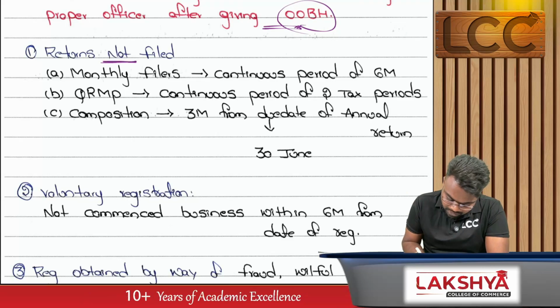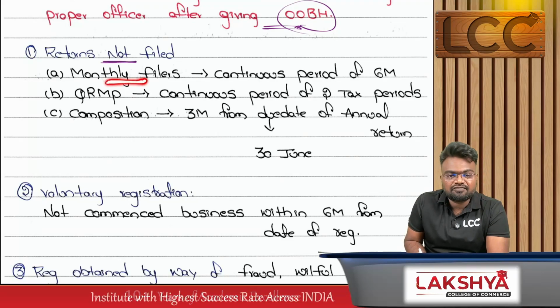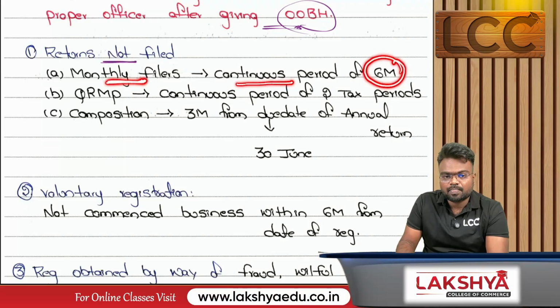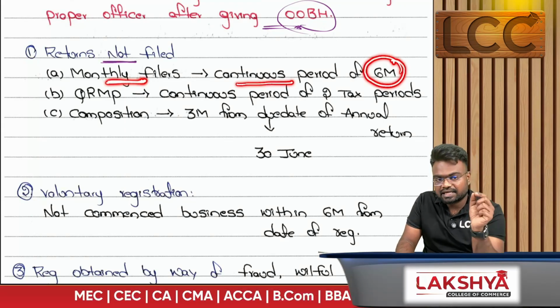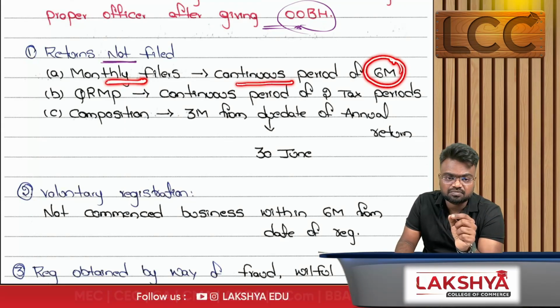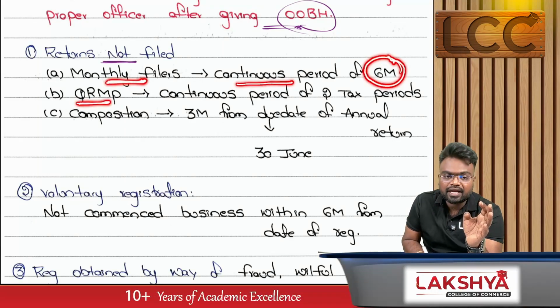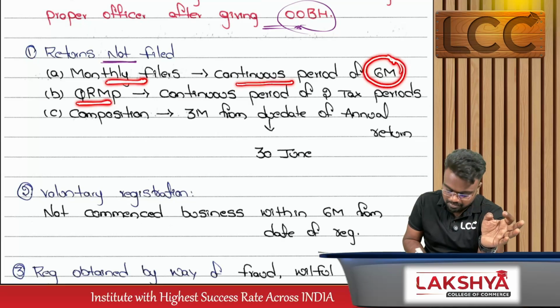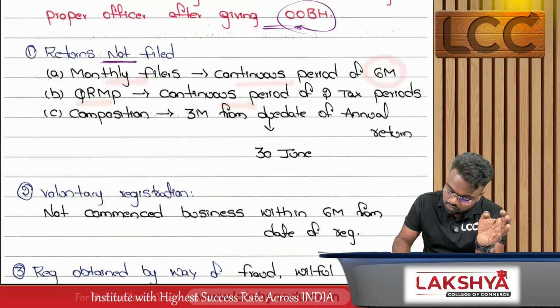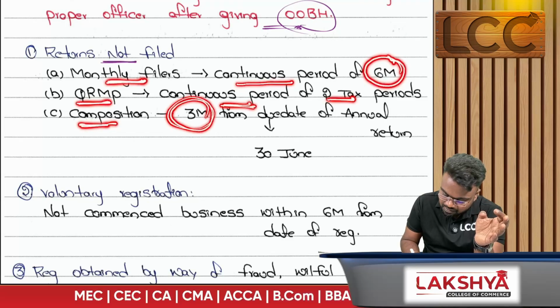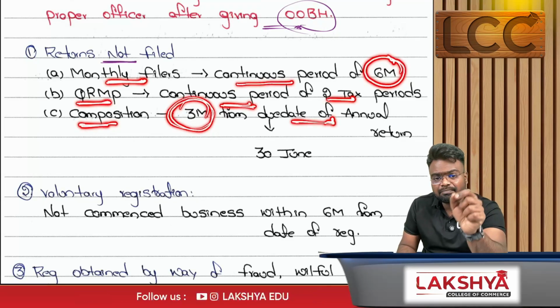So what is the first point? In case of monthly filers, a continuous period of 6 months. If you haven't filed a return for a continuous period of 6 months, the proper officer can cancel your registration. In case of QRMP, quarterly return, monthly payment, a continuous period of 2 tax periods. In case of composition, 3 months from the due date of the annual return.